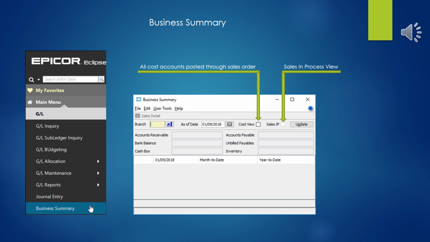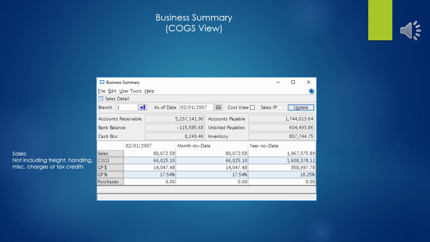And the two options to consider when running is check marking the cost view, which gives you all cost accounts posted through the sales order, or sales in process. And in my system, sales in process is grayed out, so it doesn't do anything. If yours does, I'd love to see what it does. Anyway, if you don't check mark either cost view or sales in process, you're going to get the cost of goods sold view. And here's our example.